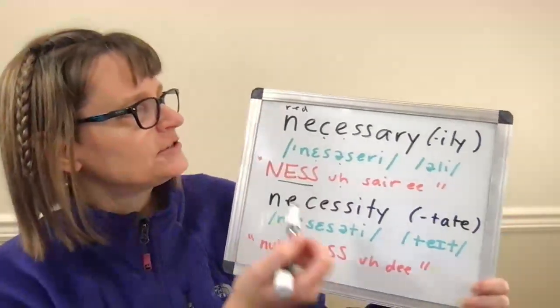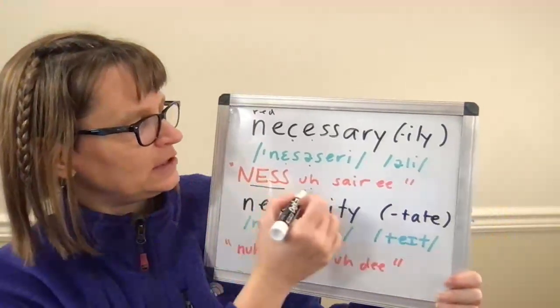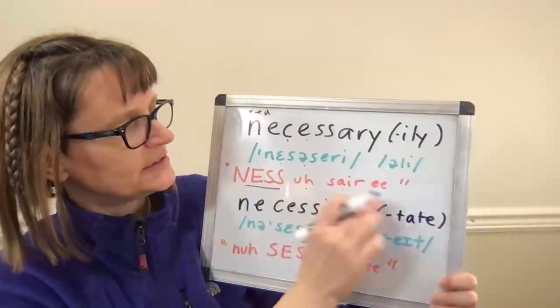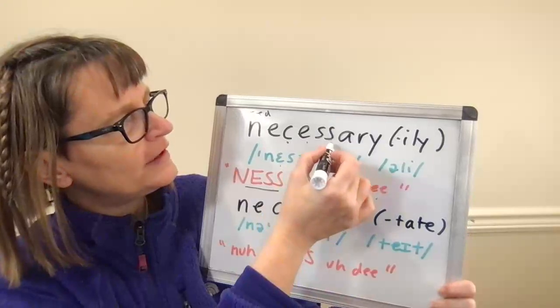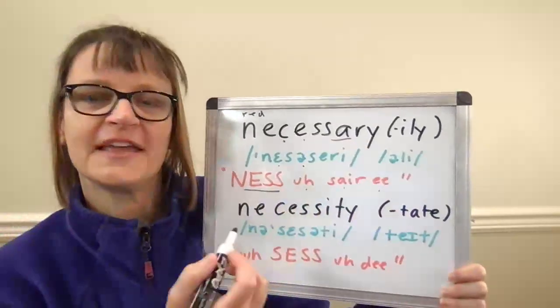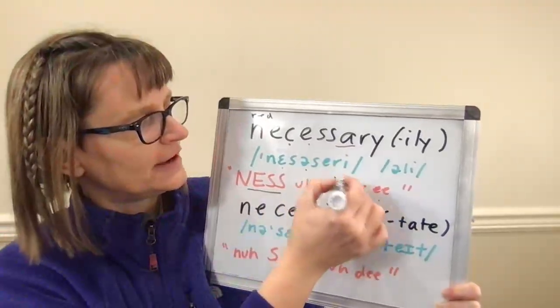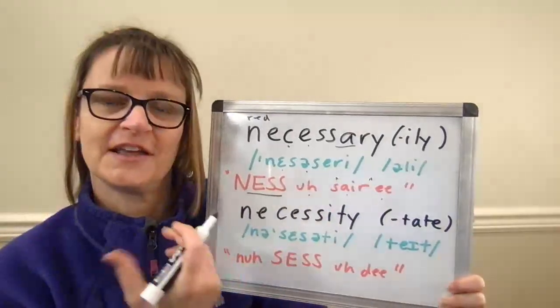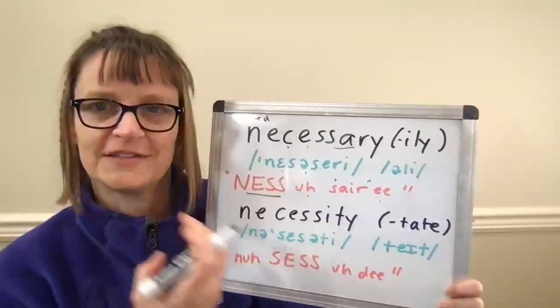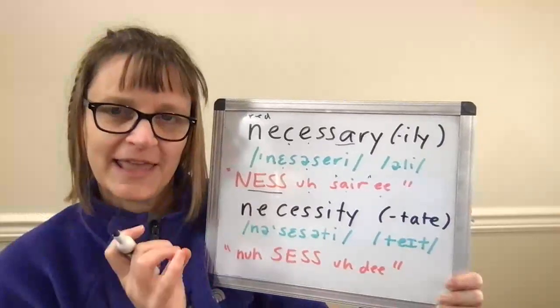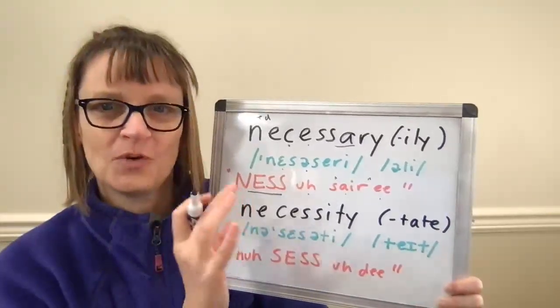Okay, so back to necessary. We want it to be long, short, short, short. Necessary. We have the letters AR saying the air diphthong here. Letters AR can say R, they can say or, they can say air. That can be tricky, knowing which one they should have.